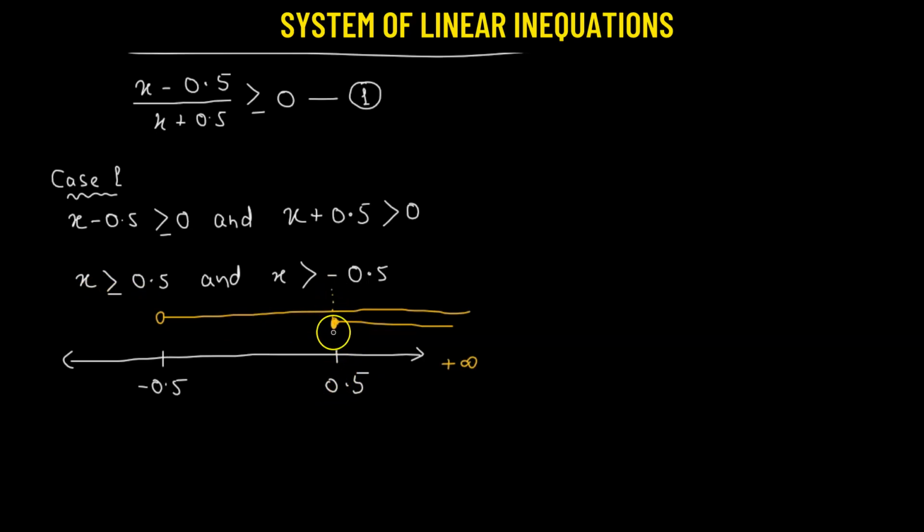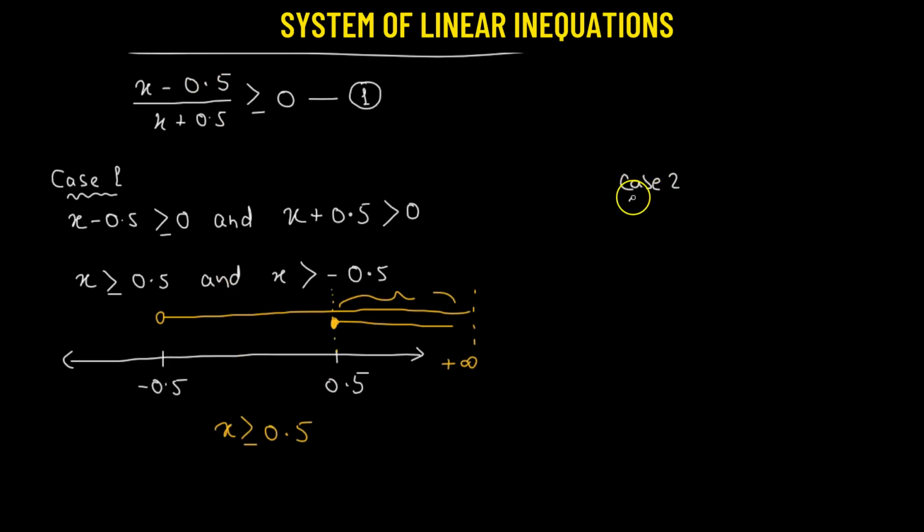Now we have to find a common region. The common region means a value of x which is going to satisfy both of the two linear inequalities. So this common region is nothing but x greater than or equal to 0.5. So this is what we have obtained from case number 1. Now we'll go to case number 2.